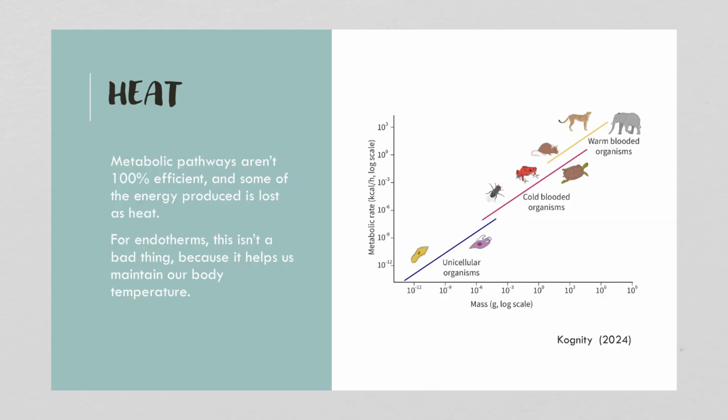So metabolic pathways are not 100% efficient. Some of the reactions will produce heat, and that will be a lost byproduct. But because we're warm-blooded organisms, that's not such a bad thing because it helps us maintain our body temperature.